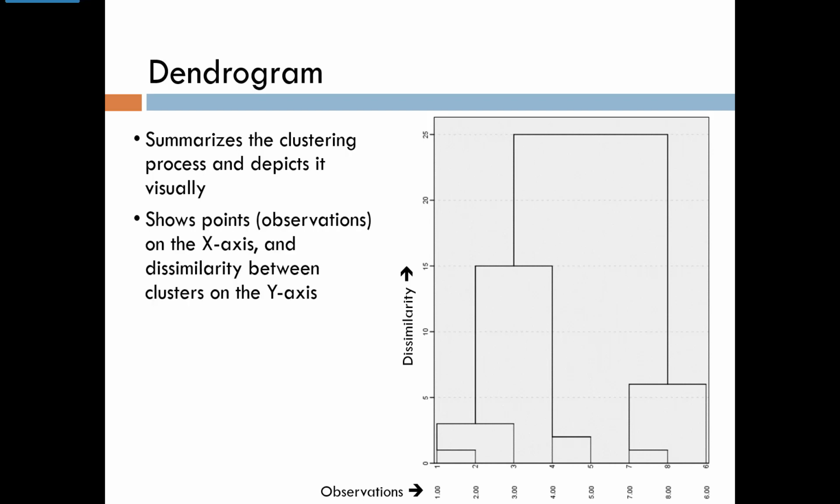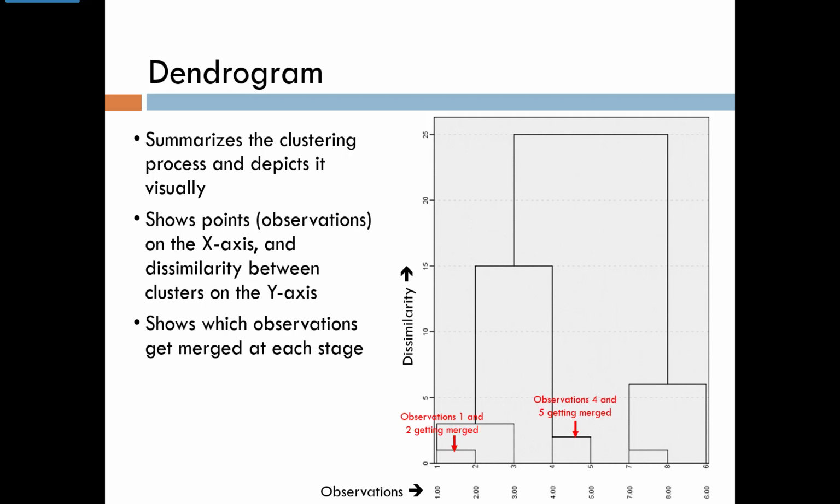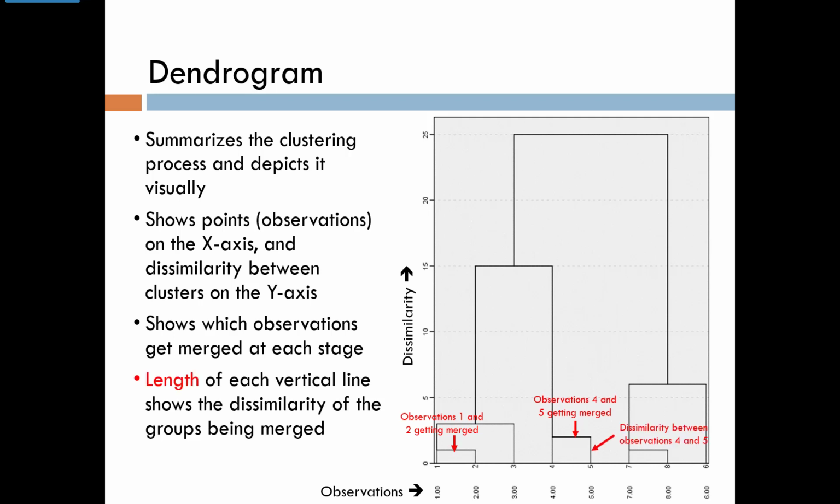The points or observations are shown on the x-axis, and dissimilarity is on the y-axis. As different observations get merged at each stage, the dendrogram shows, firstly, which observations are getting merged. So, for example, we see 1 and 2 get merged at the bottom left, and to their right, 4 and 5 getting merged. And secondly, it shows the dissimilarity of the points or clusters getting merged. This is shown by the height of the vertical line when they are merged. For example, when 4 and 5 are merged, the vertical line above them is a measure of their dissimilarity.